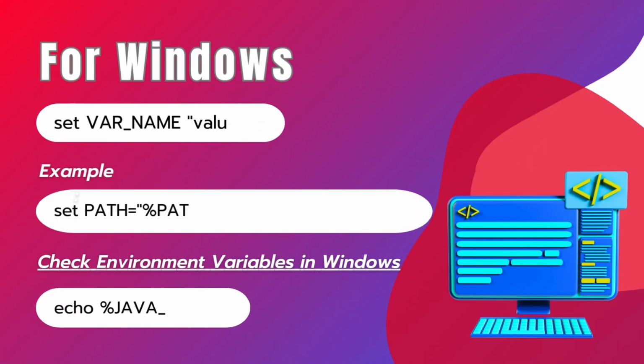In Windows, use set to add a variable temporarily, and setx to make it permanent. See an example of this. To check it, run echo %JAVA_HOME%.